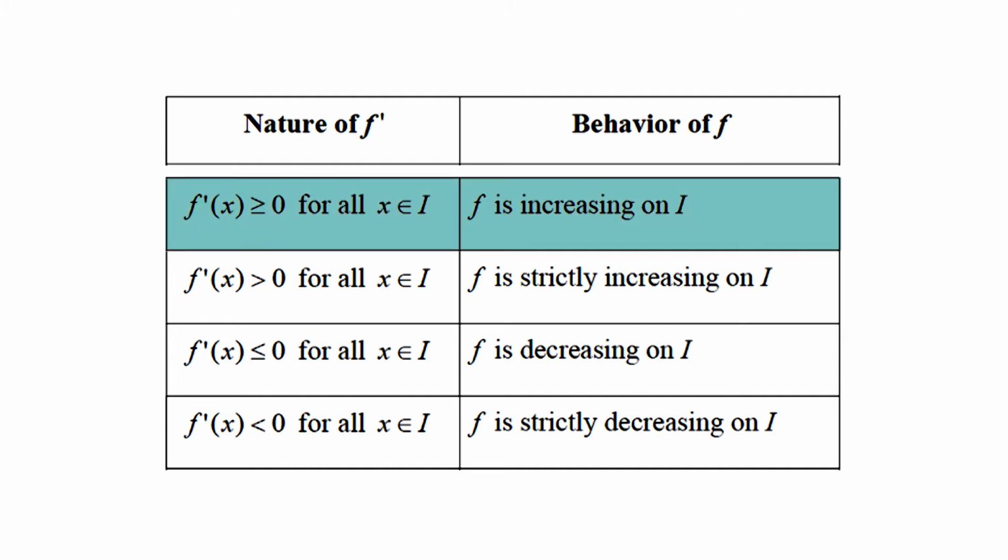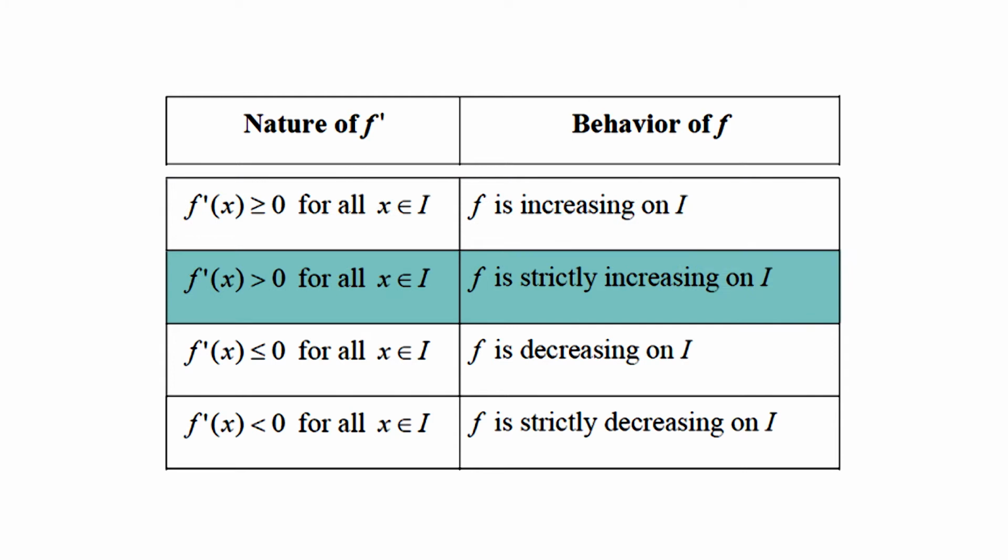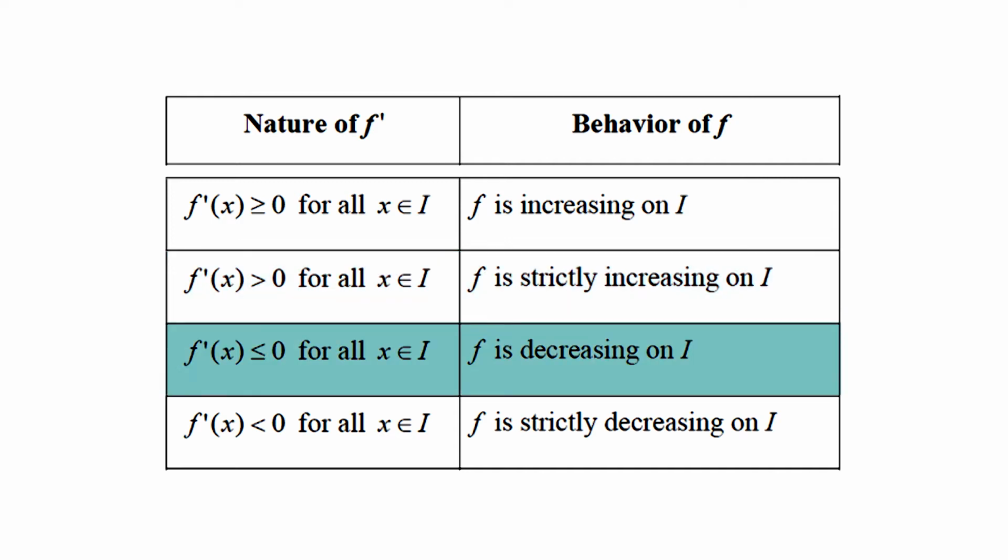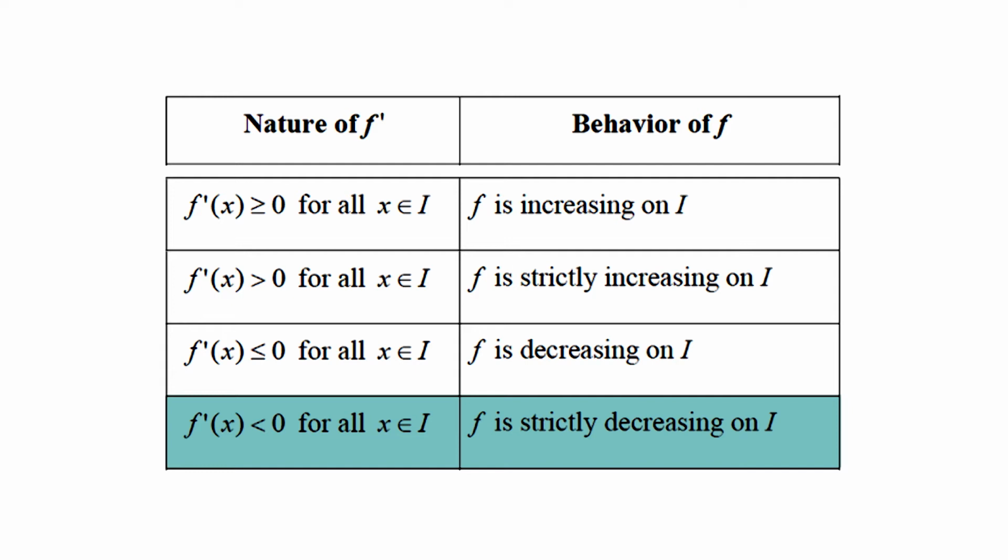If f'(x) ≥ 0 for all x in I, then f is increasing on I. If f'(x) > 0 for all x in I, then f is strictly increasing on I. If f'(x) ≤ 0 for all x in I, then f is decreasing on I, and if f'(x) < 0 for all x in I, then f is strictly decreasing on I.